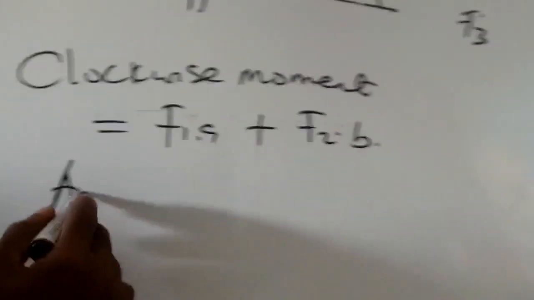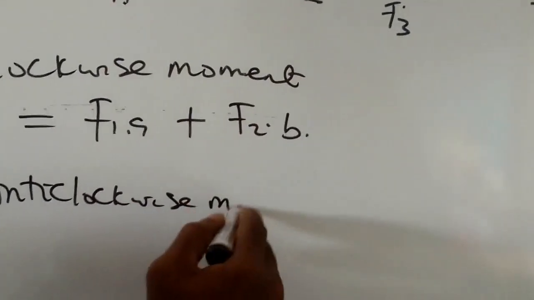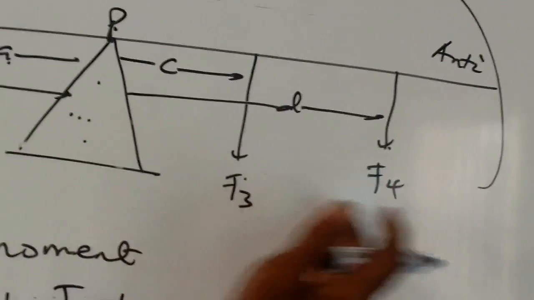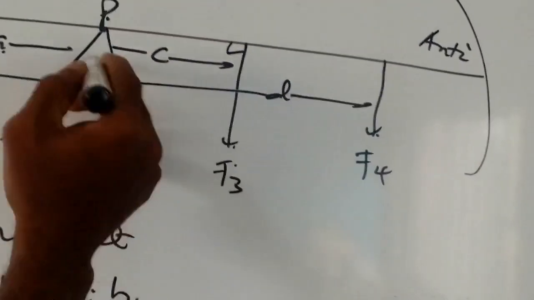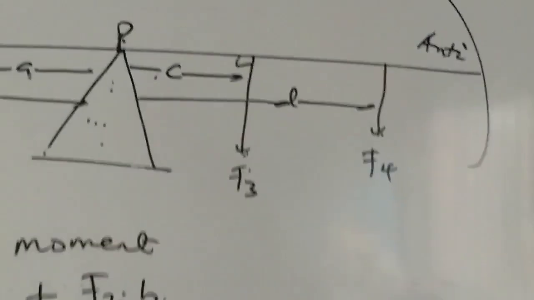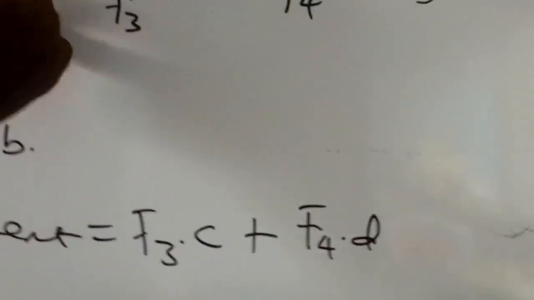Then going to the anti-clockwise moment, we move to the other side of the beam. There are two forces this side. So the moment of this F3 about P is F3 times C. That is the force times the distance to the pivot. Then the other force, F4 times D, which is the distance measured to the pivot.